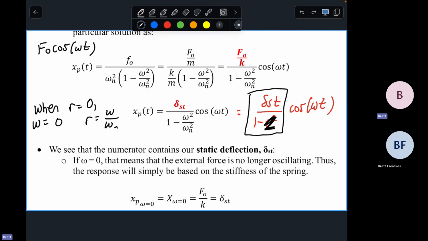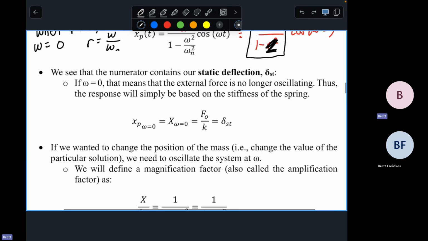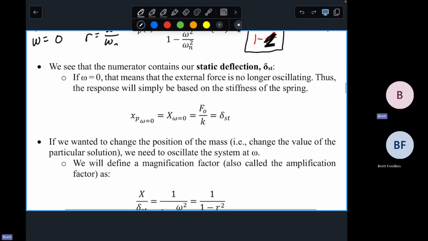Are there doubts about that? Kristen? Okay. Questions? Okay. That's what we see here. When omega is equal to 0, we have a static deflection, which is just based on the ratio of F naught over k. Right? That's what that means physically.